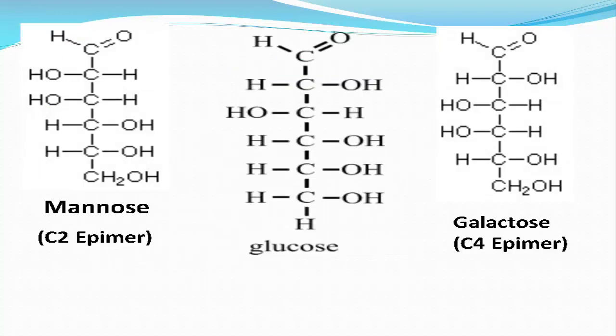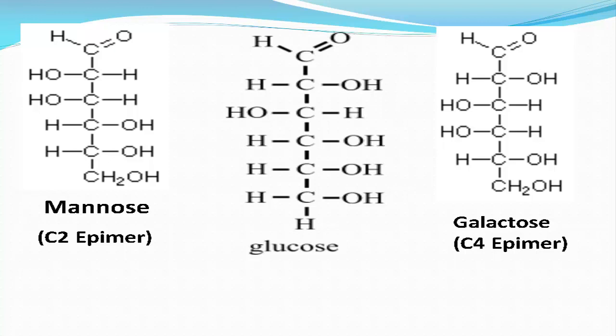So in this structure here we can focus on carbon number 4 between glucose and galactose, and you see the orientation is different at carbon number 4. And similarly in mannose, you can see the orientation of groups is different in carbon number 2. So glucose and mannose are epimers, and glucose and galactose are epimers of each other.